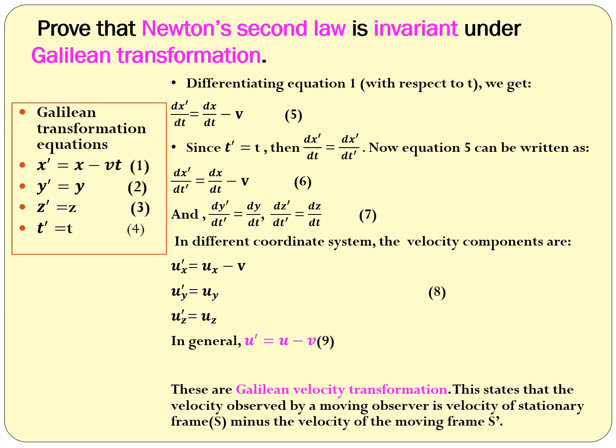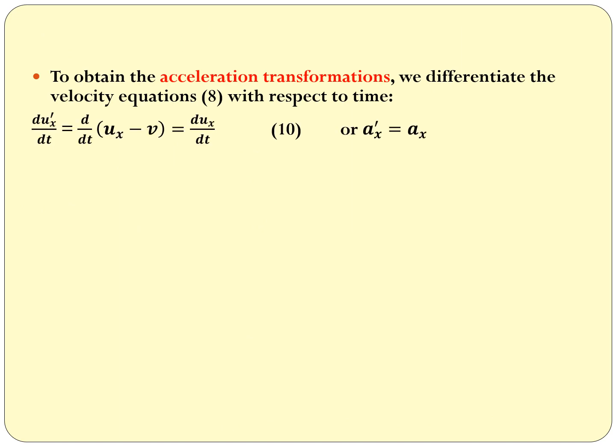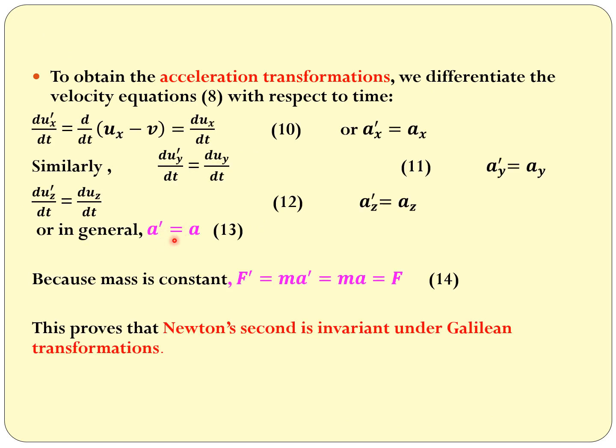If we differentiate the acceleration, a prime equals a, this we have already done in the last slides. So F equals F prime equals m into a prime, that is ma. So it is in the same form as it was in the rest frame. So that's why we can say that Newton's second law is invariant under Galilean transformations.